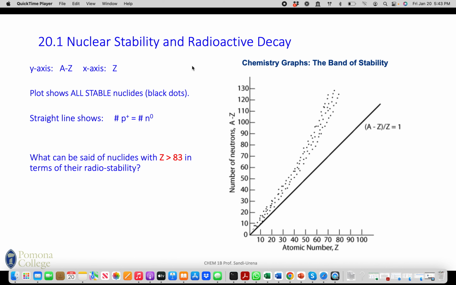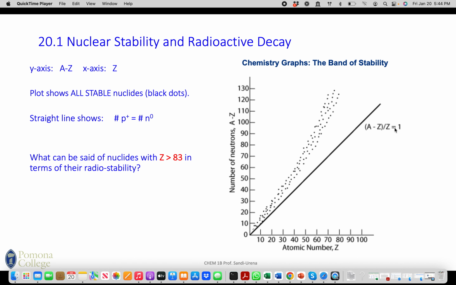What we have here is a plot, and as we always do with our plots, we look at the axis first and the units. So we see that the vertical axis corresponds to the number of neutrons and the horizontal to the atomic number. This line here would correspond to the situation in which the number of neutrons and the atomic number are the same. Therefore, this line would be a straight line with a slope of 1.